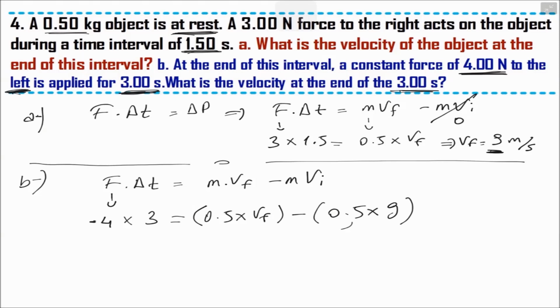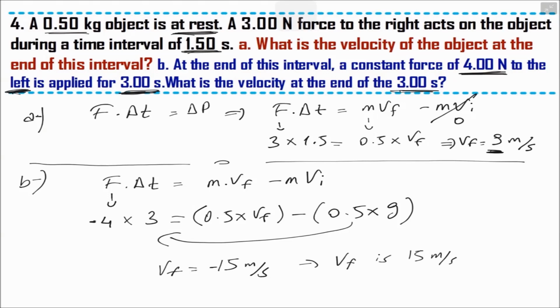So if we send this one to the other side and divide both sides by 0.5, v final is going to be negative 15 meters per second. It means v final is 15 meters per second to the left, because the result is negative.